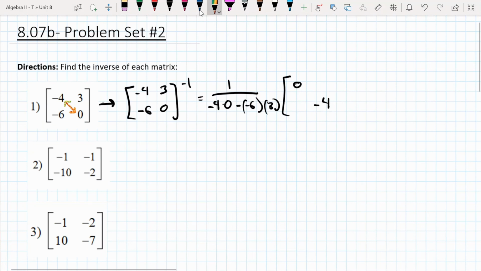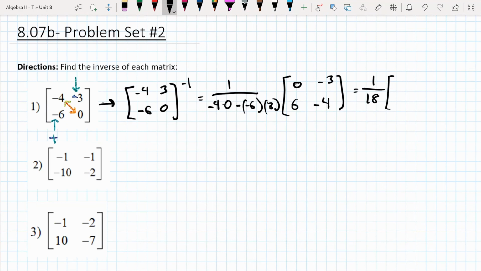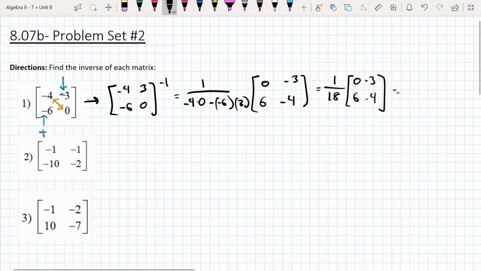And then we're going to change the sign of these ones. So this is going to become plus. And we're going to put a minus here in the 3. So 6 and then minus 3. Okay? So this becomes 1 over 18 of this matrix. And now we're going to multiply the 18 through. So 1 over 18 times 0 is 0, minus 3 over 18, 6 over 18, minus 4 over 18.